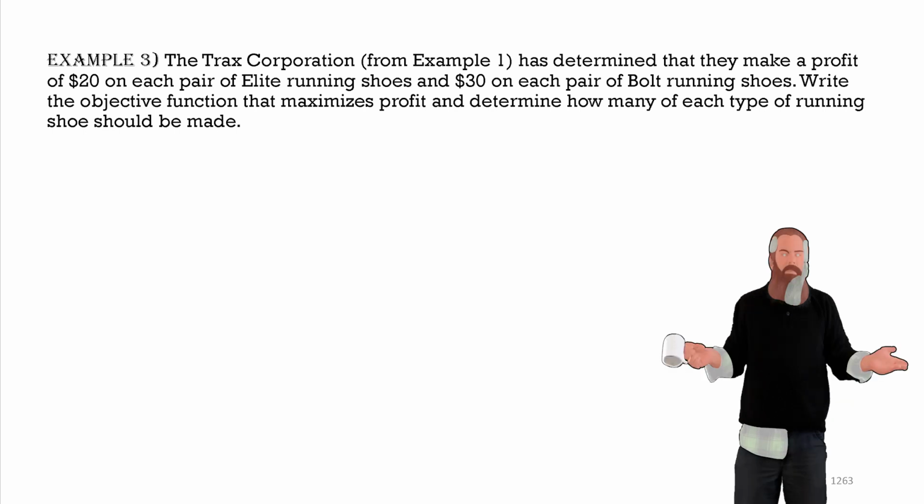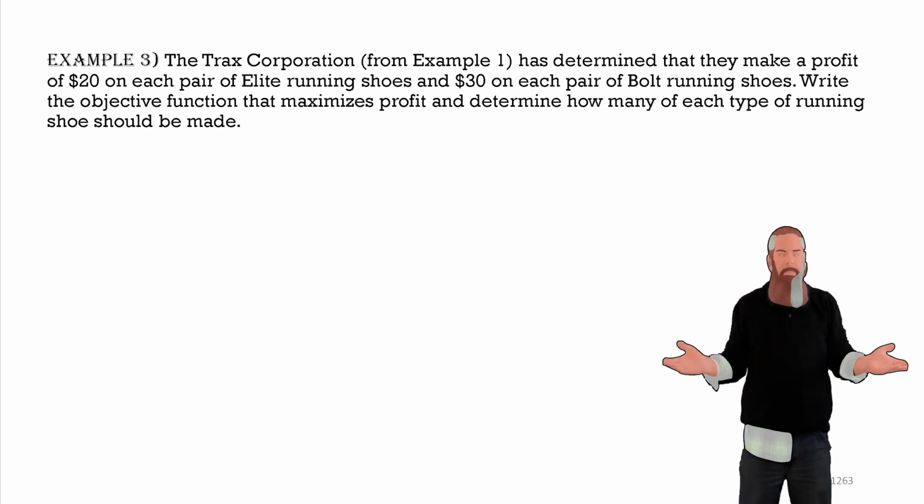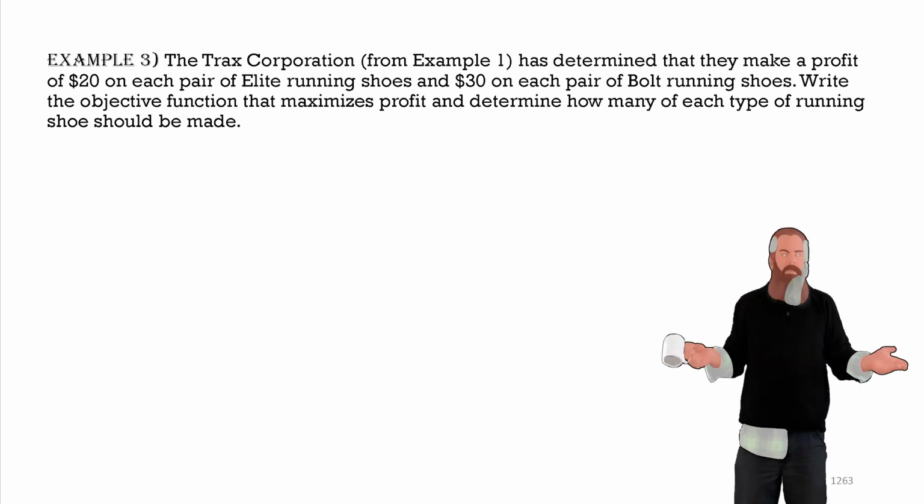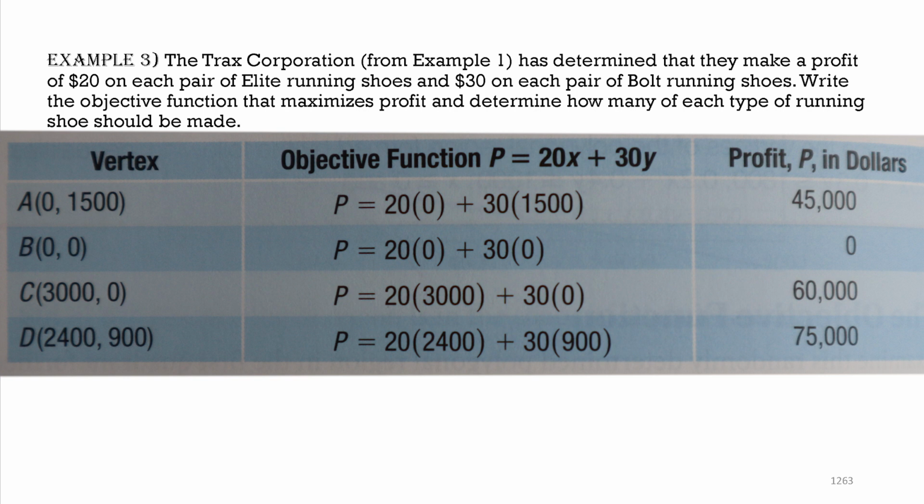The vertices of the feasible region were determined in example 2. Evaluate the profit objective function at each of these points. Given the daily machine and handwork production constraints, the maximum profit that the Trax can expect is $75,000. To achieve this, they will need to produce and sell 2,400 elite and 900 bolt pairs per day.